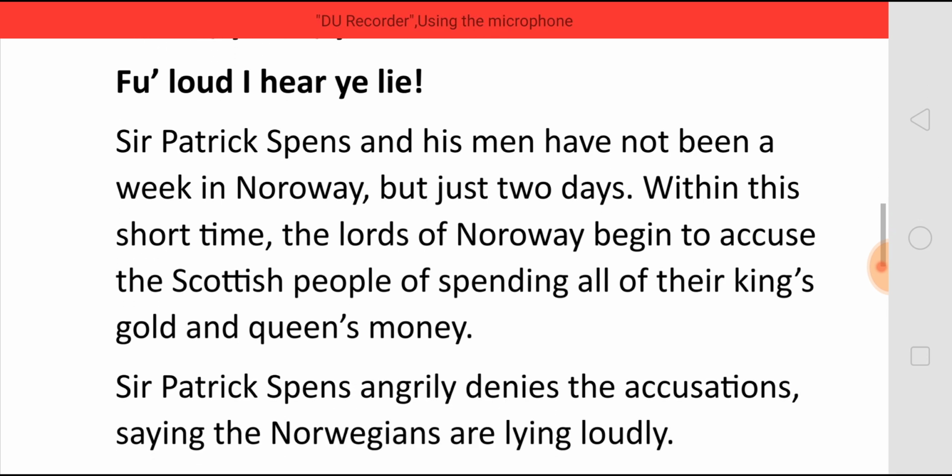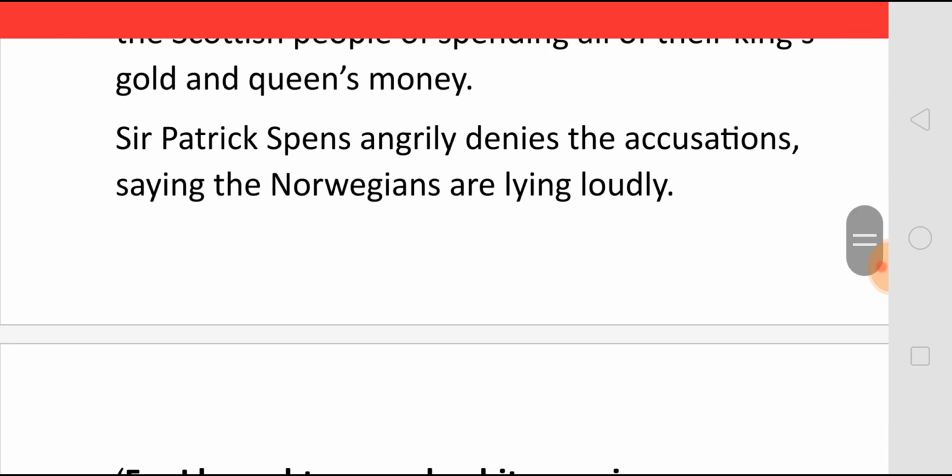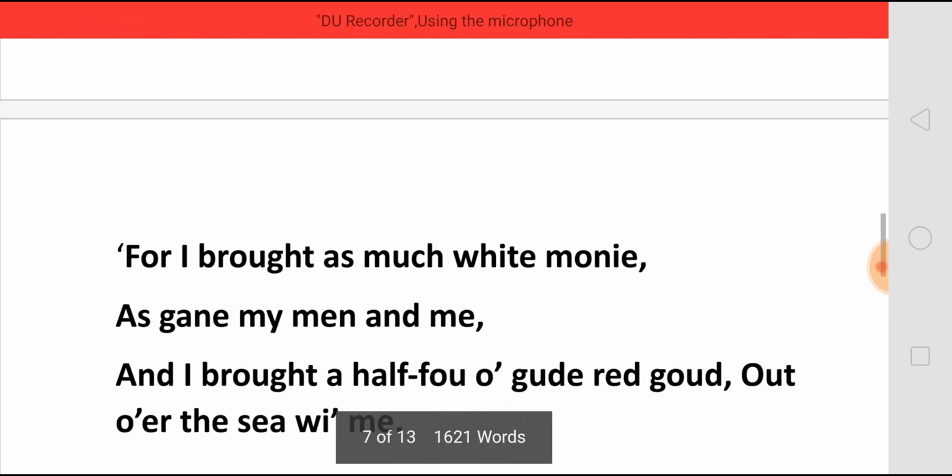Sir Patrick Spens and his men have not been a week in Norway, but just 2 days. Within this short time, the lords of Norway begin to accuse the Scottish people of spending all of the king's gold and queen's money. Sir Patrick Spens angrily denies the accusations, saying that the Norwegians are lying loudly.